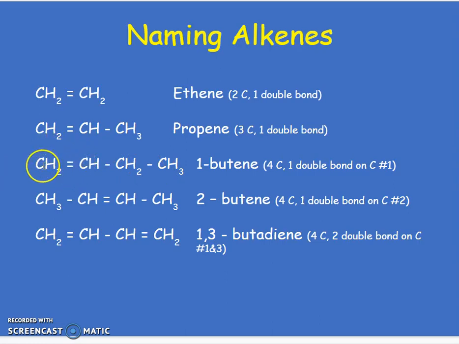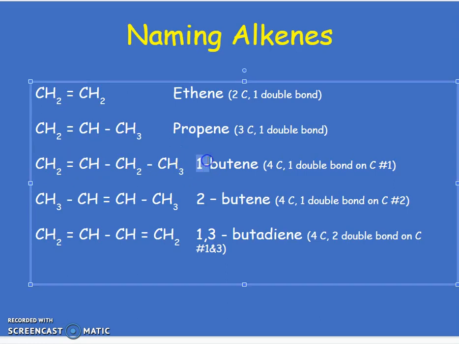Another thing to keep in mind is that the number you report is the first carbon that the bond begins with. Technically the bond is in between carbon 1 and carbon 2, but you would only report carbon 1. It is automatically assumed that it has to be a double bond with carbon 2.